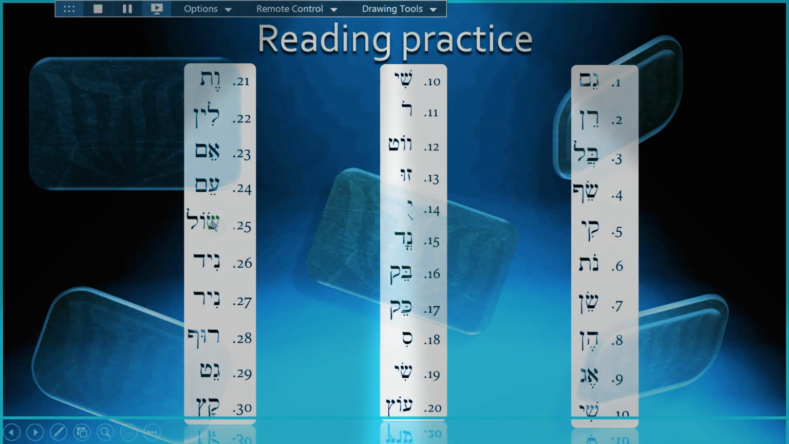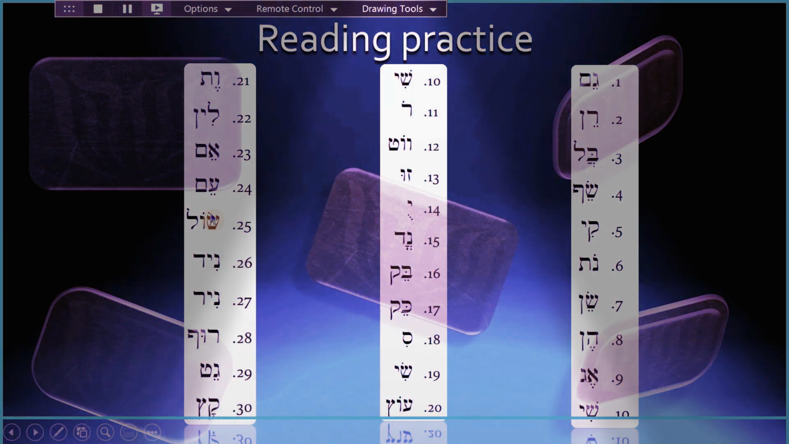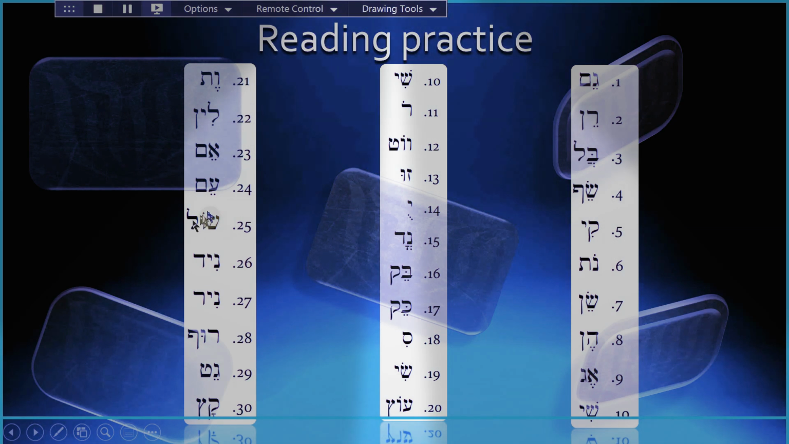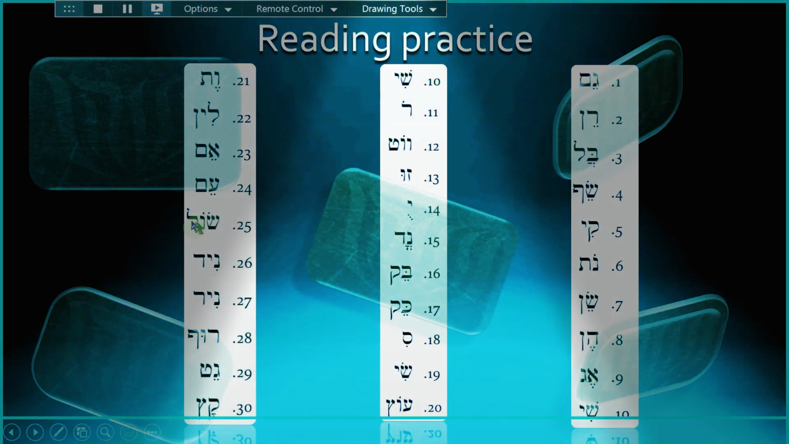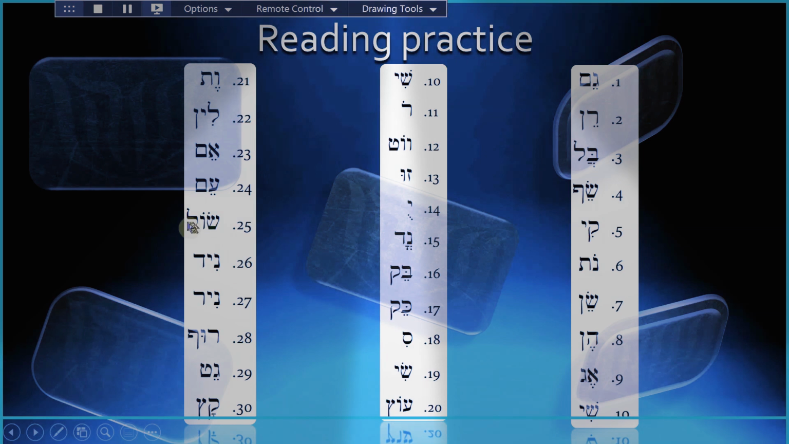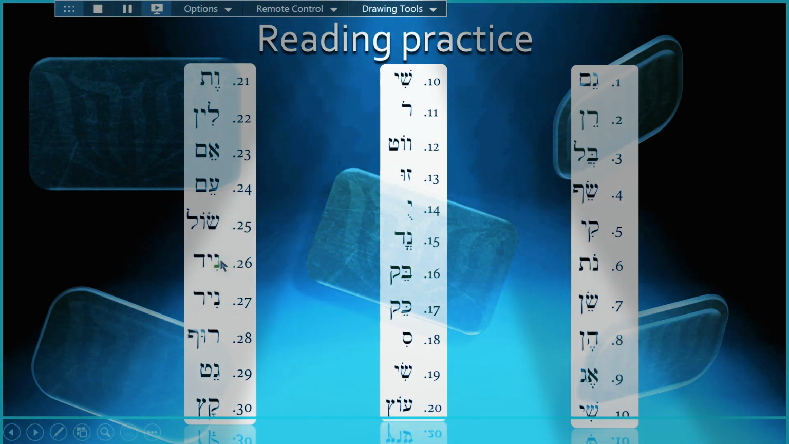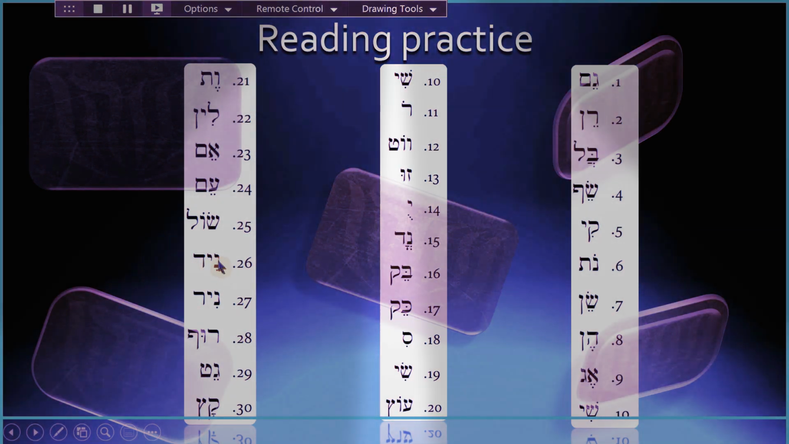Number 25. Note the dot on the left side. It's not sh, it's s. Seoul. The capital of Korea is Seoul. Number 26. Again, be trying to read these. Need. Number 27.